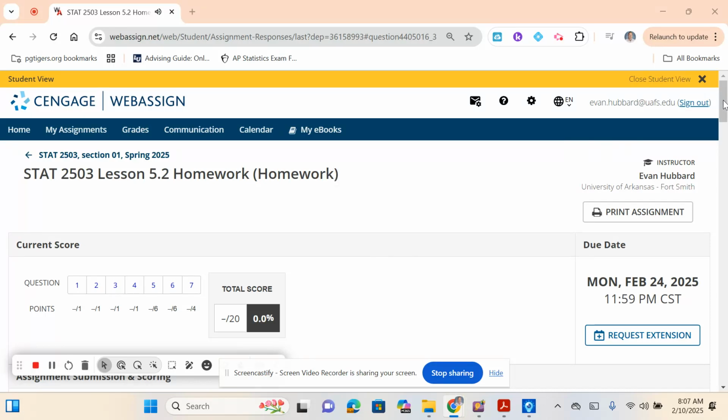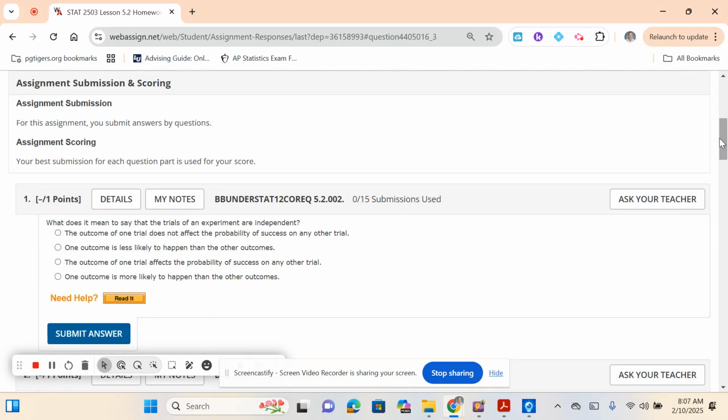All right, let's look at 5.2 homework. Number one, what does it mean to say the trials of an experiment are independent?